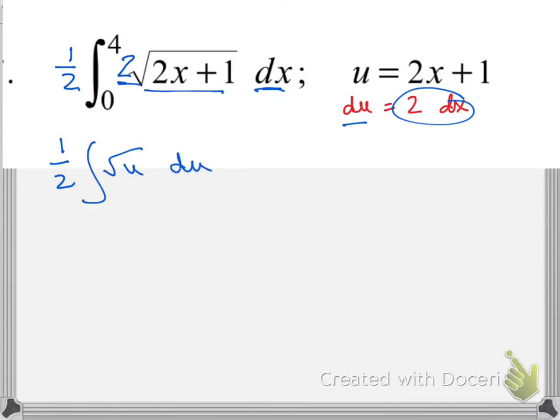Okay? And now your bounds. Remember, these are x bounds. So plugging in that x is 0 right here, I'll get that u is 1.